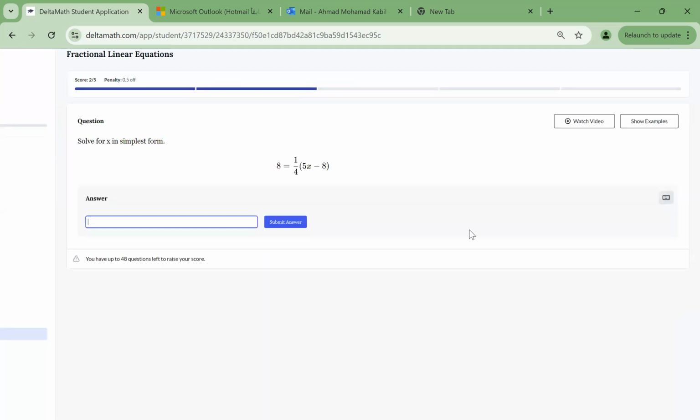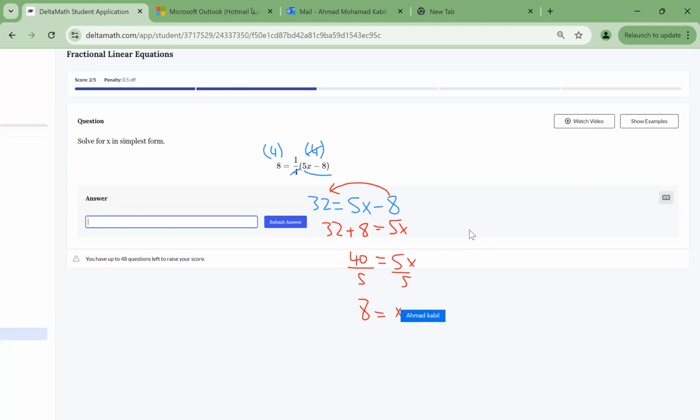For the third and final problem, we will multiply both sides by 4. The 4 cancels with the 4. We have 32 on the left. And then 1 doesn't really affect anything, so we can just use the same bracket as it is on the right. 1 times anything doesn't really change its value. We just have 5x minus 8. Now we take the 8 to the left-hand side. So 32 plus 8 equals 5x. Therefore, 40 equals 5x. Divide by 5 on both sides. You get 8 equals x. And this will be our final answer.